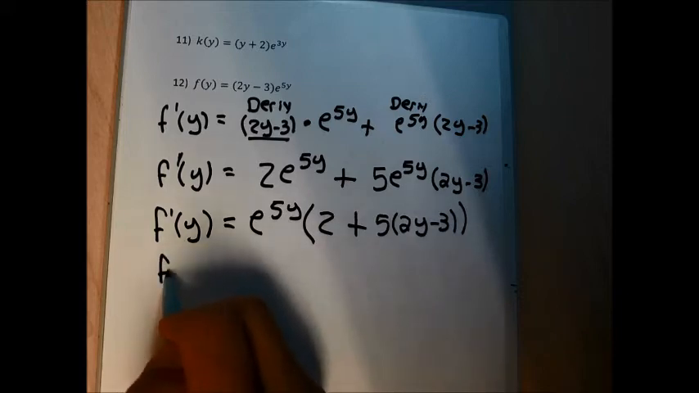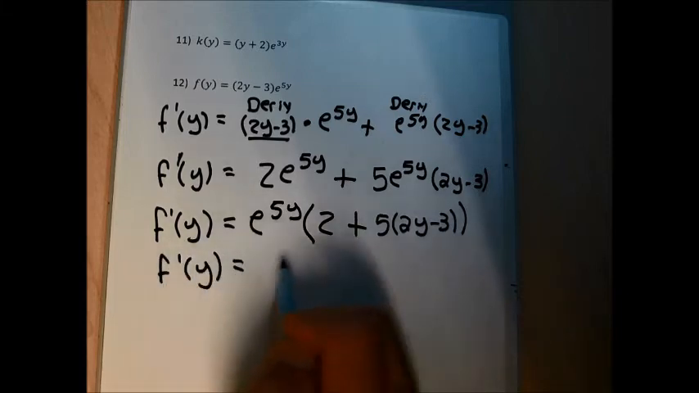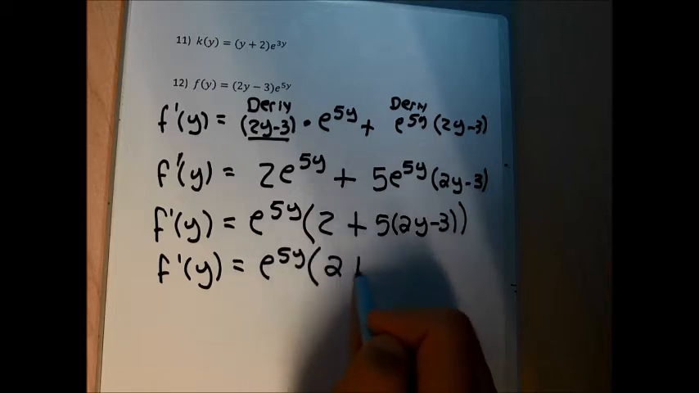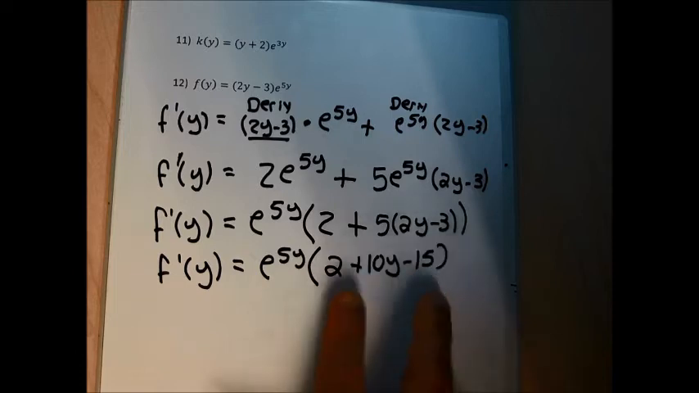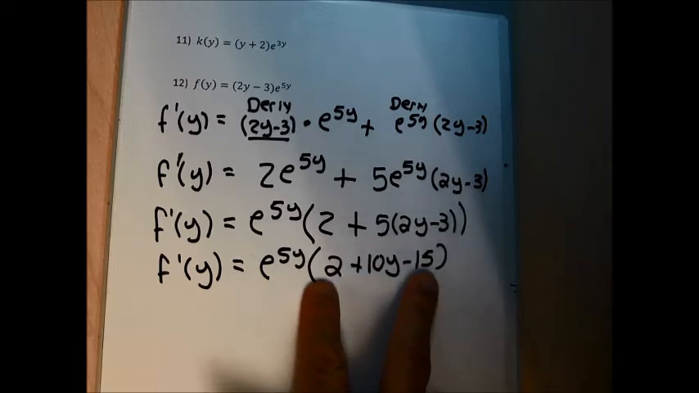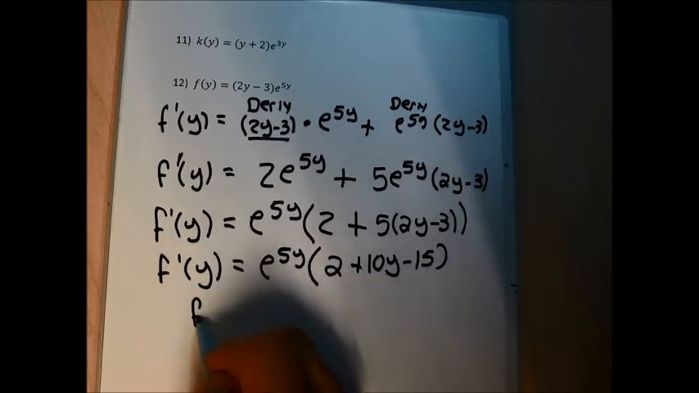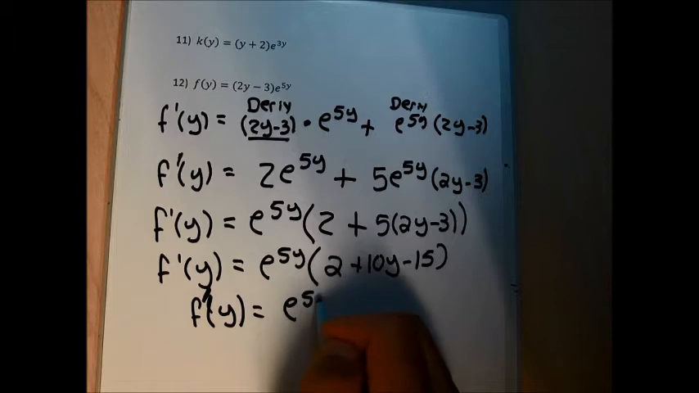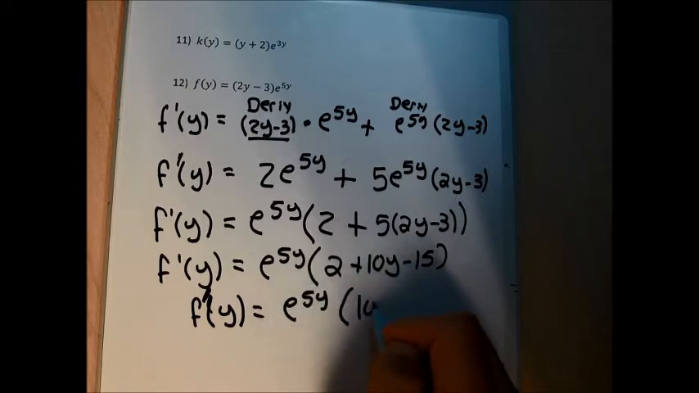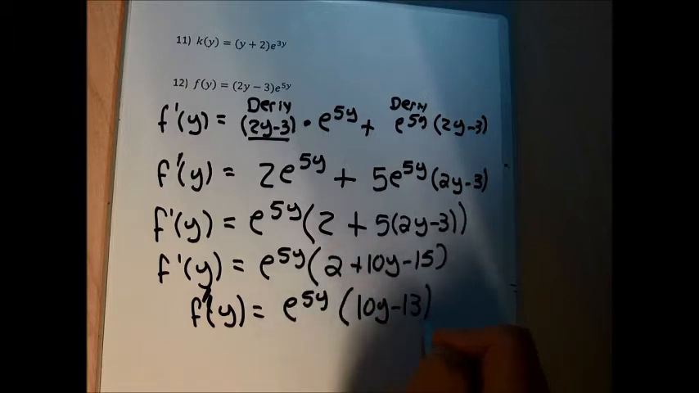And that's going to give me f prime of y equals e to the 5y times 2 plus 10y minus 15. I'm going to subtract the 2 minus 15 and get a minus 13. And the best answer for number 12 is f prime of y equals e to the 5y times 10y minus 13.